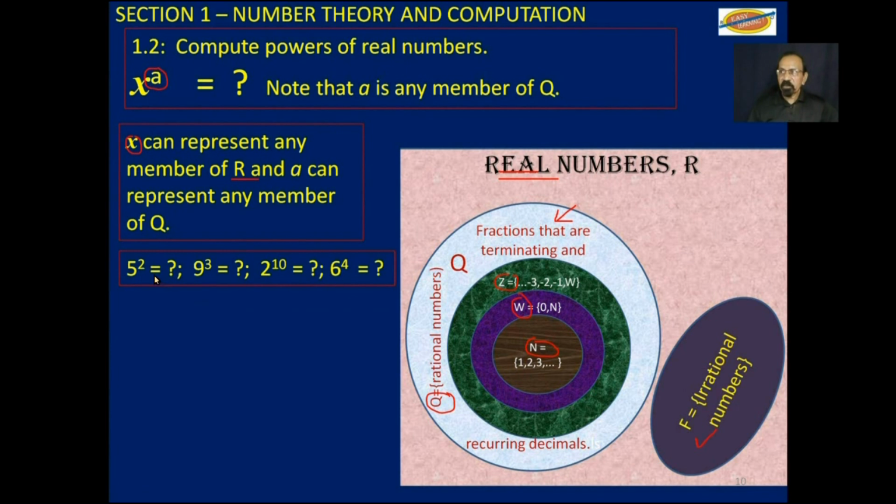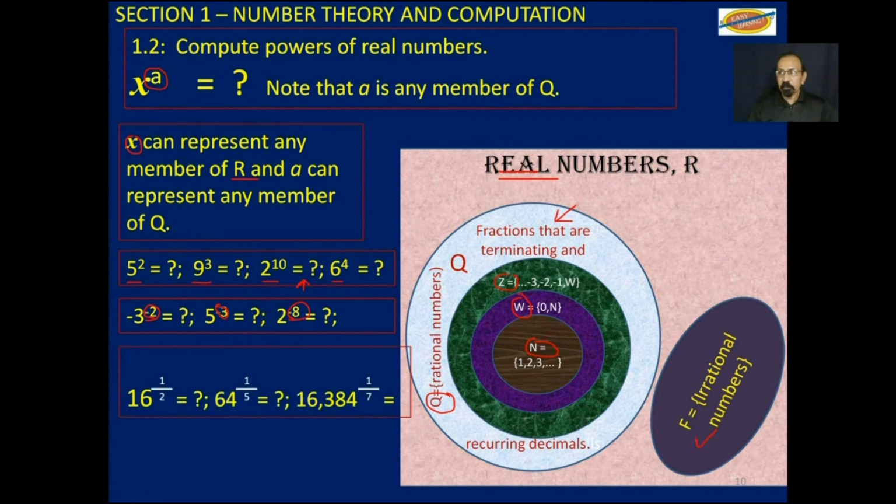We will look at things like these. 5 to the second power, what is that? 9 to the third power, 2 to the 10th power, 6 to the 4th power. Now, these are very easy. Then we will look at negative 3 to the negative 2 power, or 5 to the negative 3rd power, or to the negative 8th power. These are a little more difficult than those up there, and they will progressively get harder.